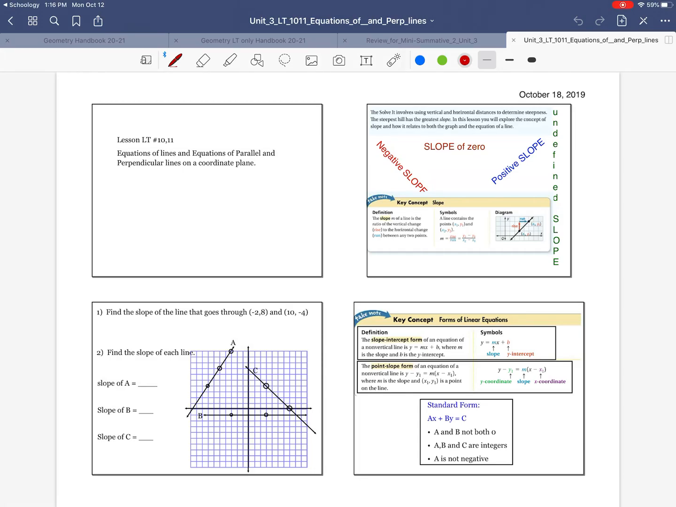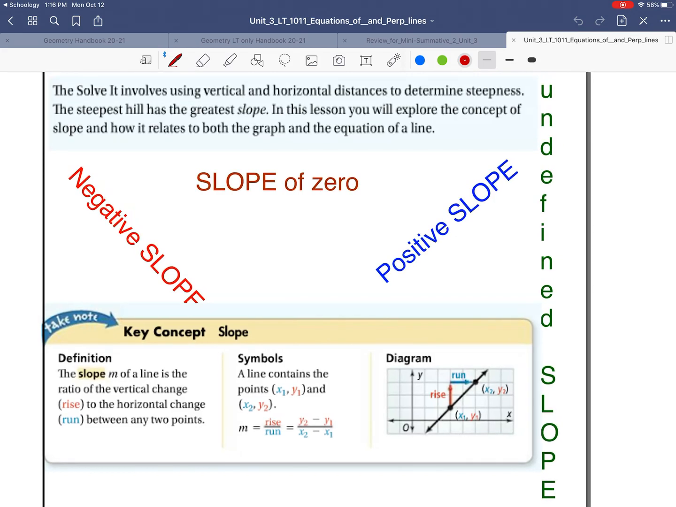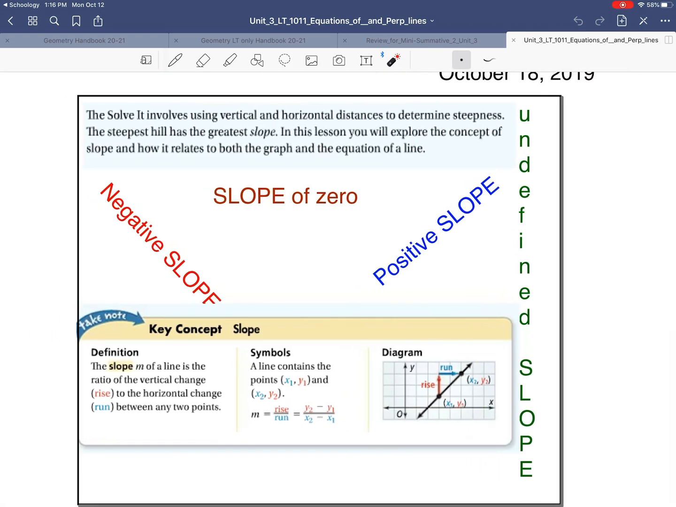Hello, this movie is for Learning Target 10 and 11, equations of lines and equations of parallel and perpendicular lines on a coordinate plane. The first thing we want to notice, reminding ourselves that in algebra we learned, is that a negative slope is for a decreasing line. A slope of 0 is a horizontal line, positive slope is increasing, and a vertical line is undefined.